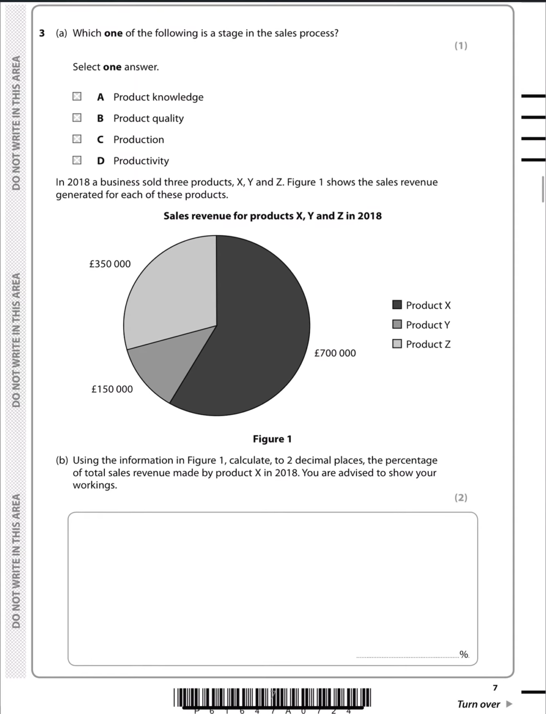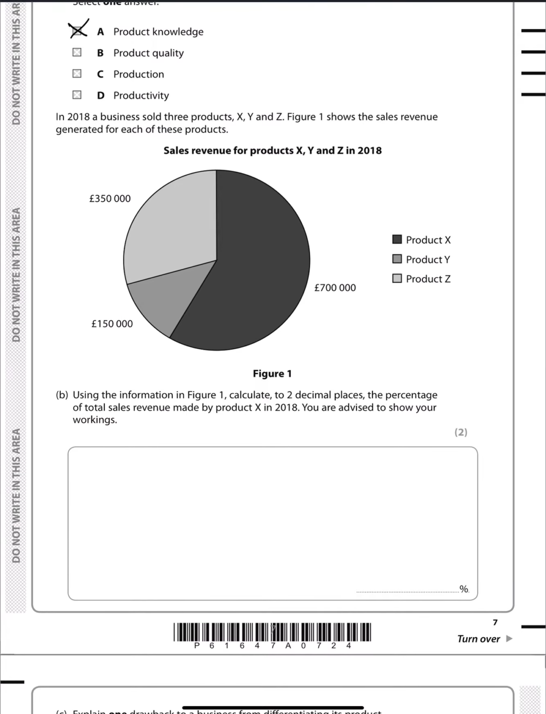Let's move on to question 3. So for question 3, which one of the following is a stage in the sales process? Product knowledge, product quality, production, productivity. So sales process means you're selling a product, and which one of it is a part of the sales process. So product quality is a part of the product, not my sales process. Same with production and productivity. So having proper product knowledge is a part of my sales process, for salesmen especially.